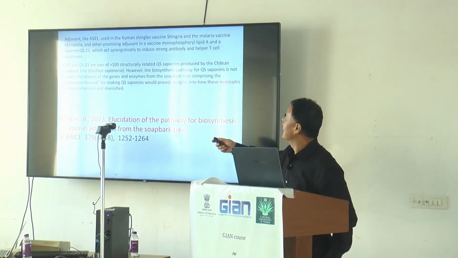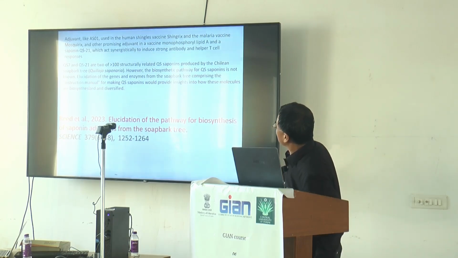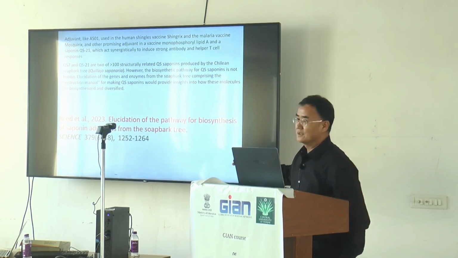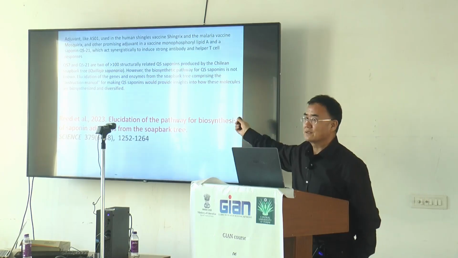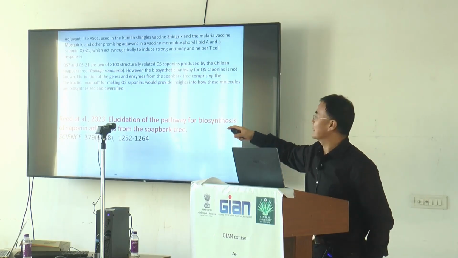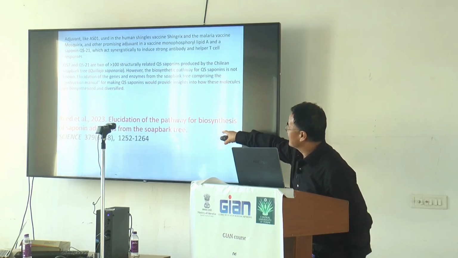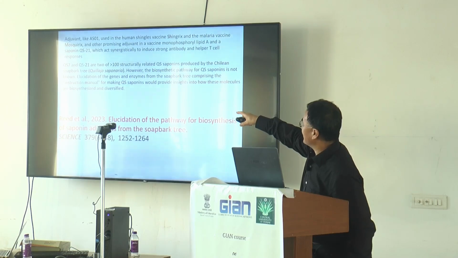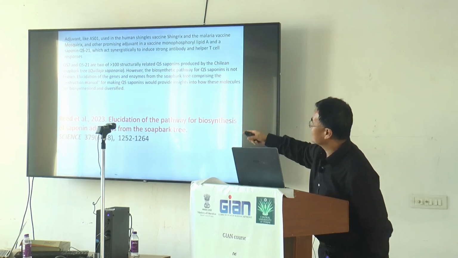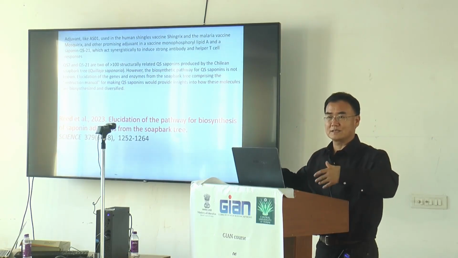It can enhance some vaccines, induce a strong antibody response and help the T cell response. So those two saponins are actually used in different types of medicine as adjuvants. Therefore, the scientists studied in this plant QS7 and QS21, how their pathway is completed, how they are synthesized.